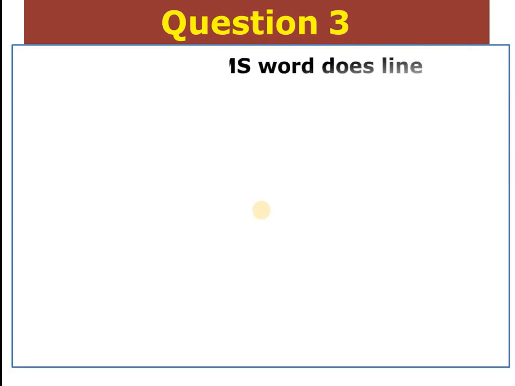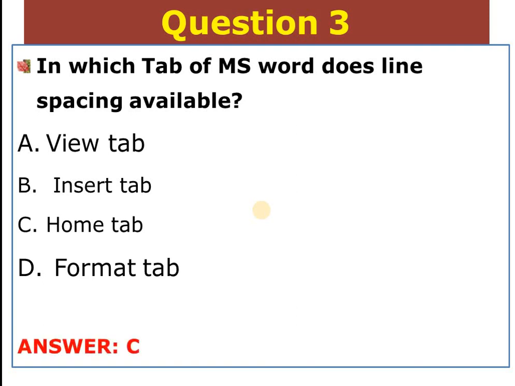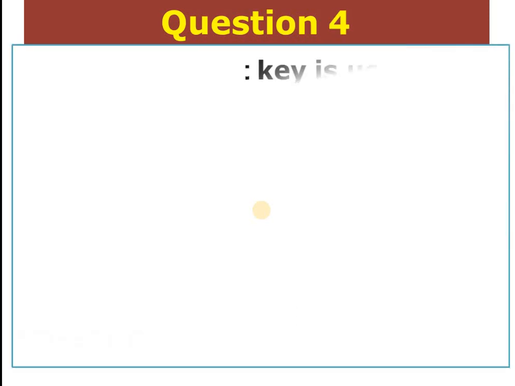Question number 3. Here is question number 3. In which tab of MS Word does line spacing available? A. View tab, B. Insert tab, C. Home tab, D. Format tab. The answer is choice C. Home tab.